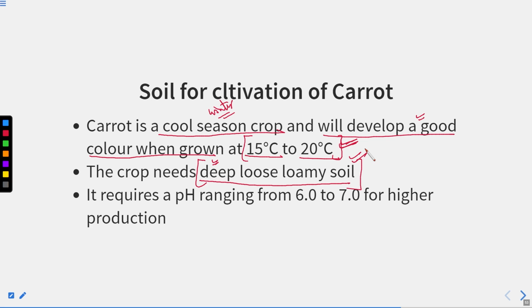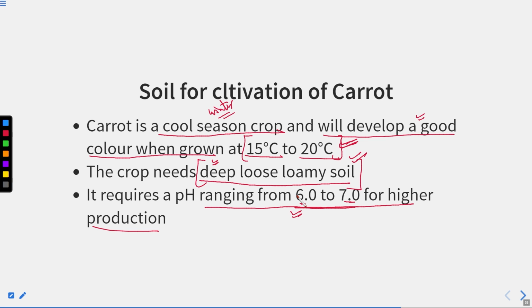It requires a pH ranging from 6 to 7 for the higher production. So this is slightly acidic to neutral, right? This is the neutral and this is the slightly acidic. That type of pH is required for a high production of the crop. Actually, this is the pH of the soil. So the pH of the soil is very important to maintain, to have a good production of the carrot.